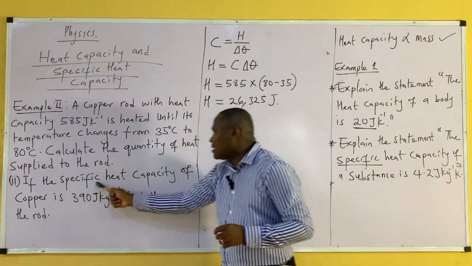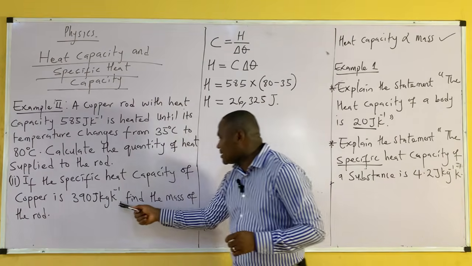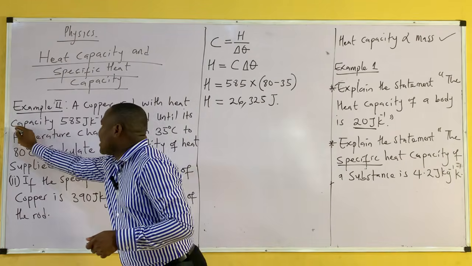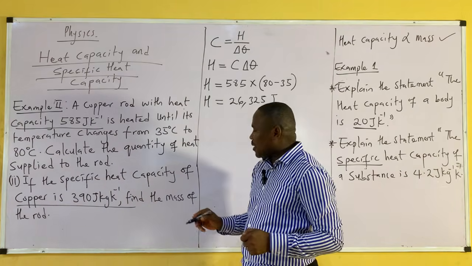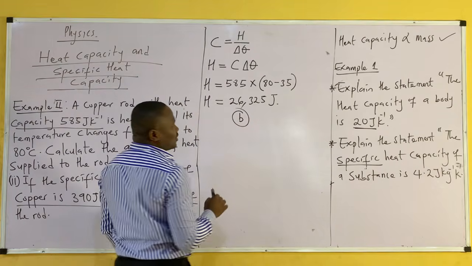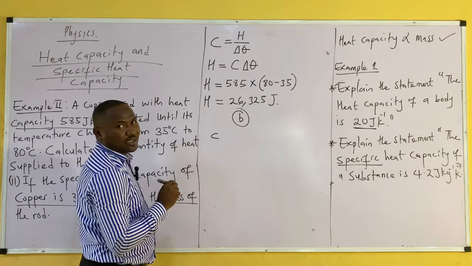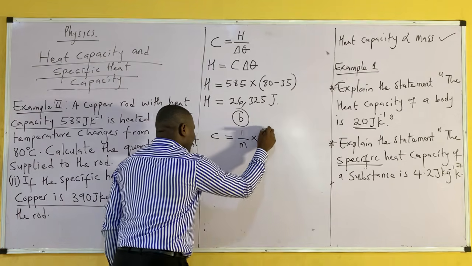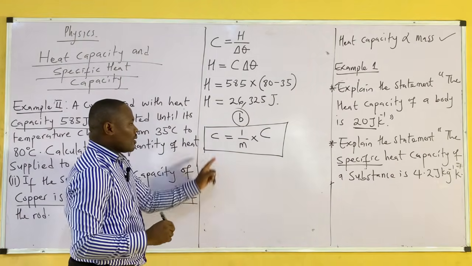It says if the specific heat capacity of the copper is this, find the mass of the rod. Now we have the specific heat capacity of the copper, and we are asked to find the mass of the copper. Now remember, what is our relationship? Our relationship is that specific heat capacity, which is small letter c, is equal to 1 over the mass times the big letter C. Remember this relationship? Very, very important.